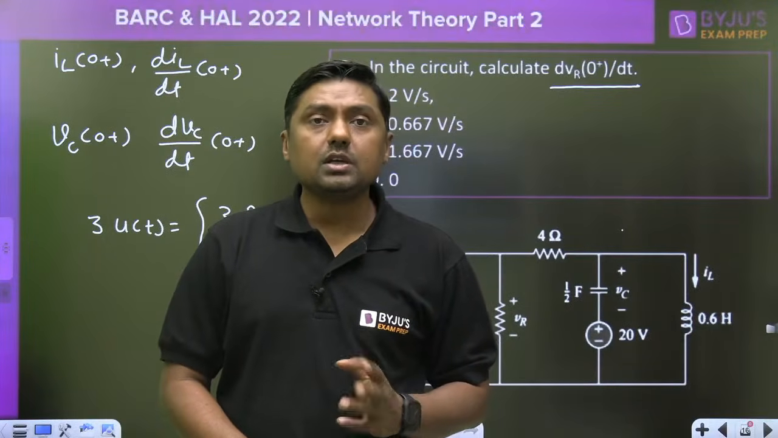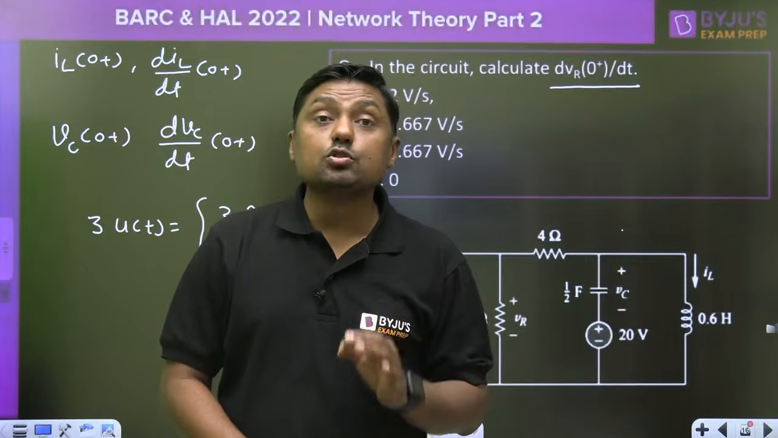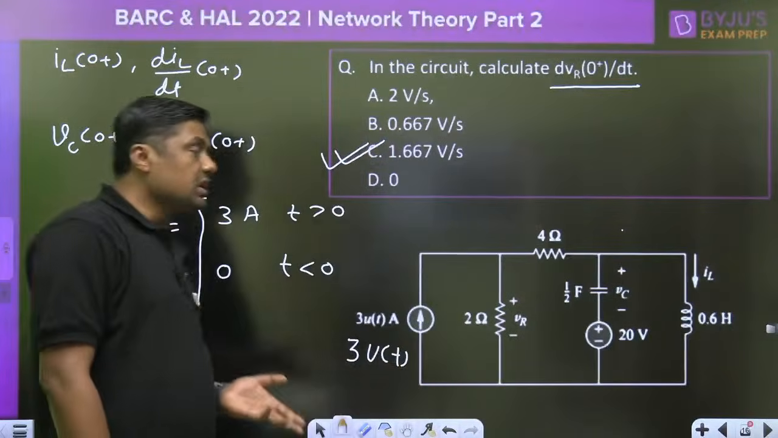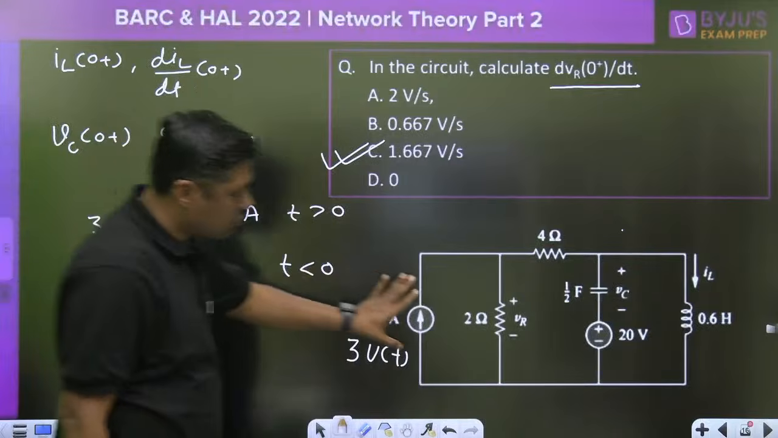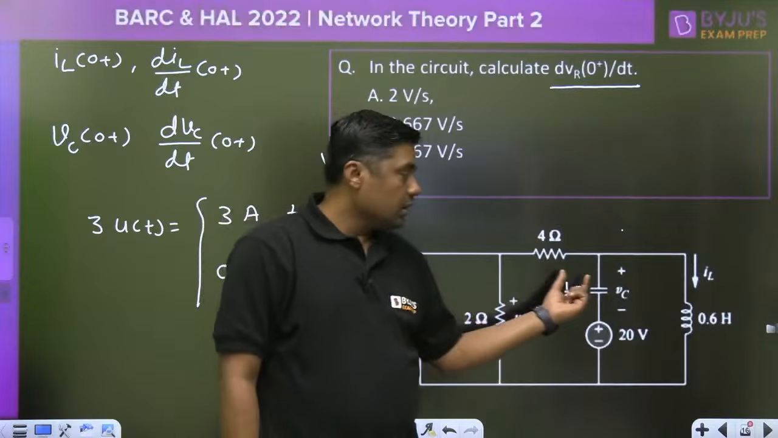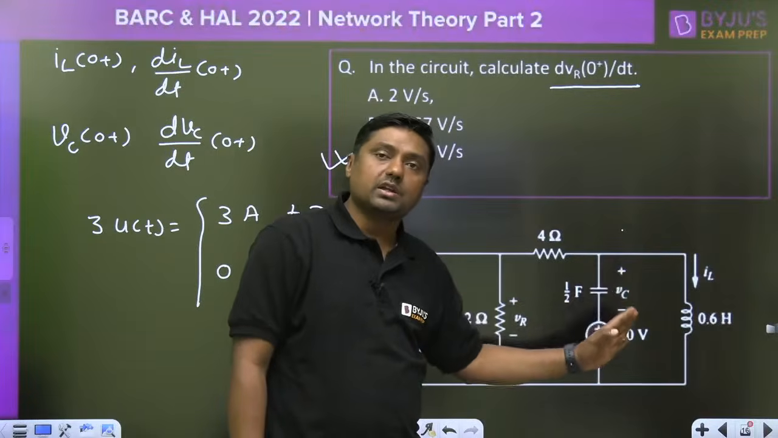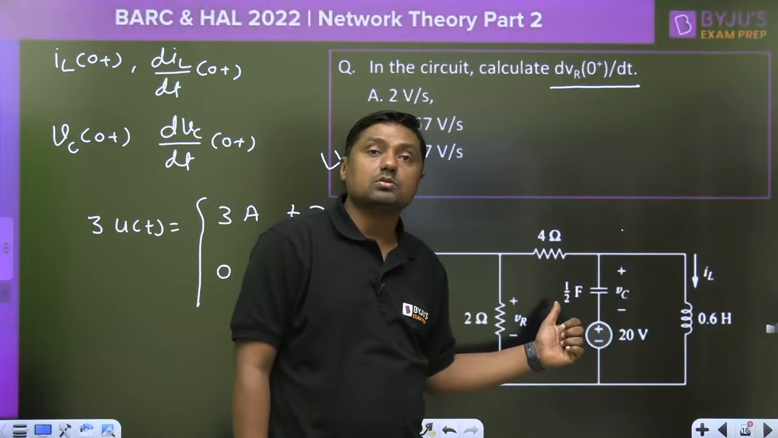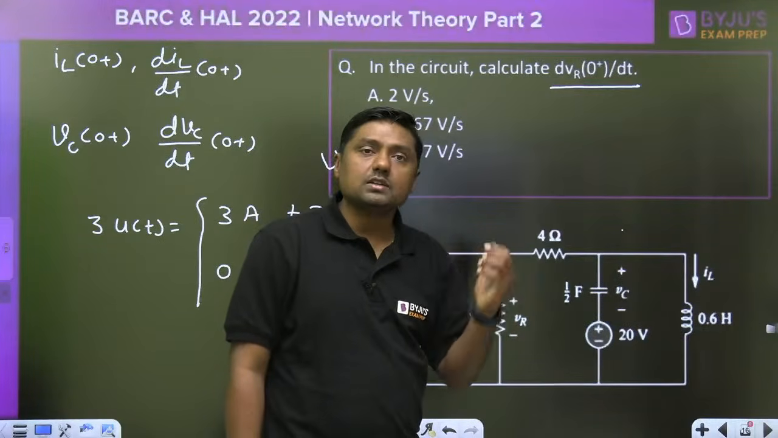One question, yes. Capacitor will allow the sudden change of current, but it does not allow sudden change of what? Voltage. Always remember, this is a switch. Initially it is open. Initial voltage across the capacitor is minus 20 volt. Initial current through the inductor is 0. Inductor does not allow sudden change of current. Capacitor does not allow sudden change of voltage. Resistor allows sudden change of current as well as sudden change of voltage.